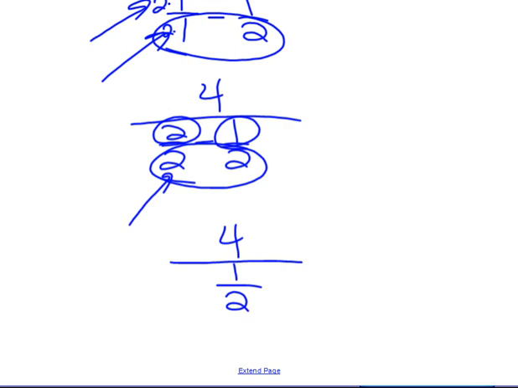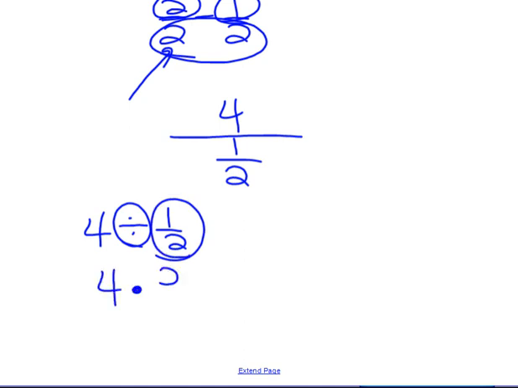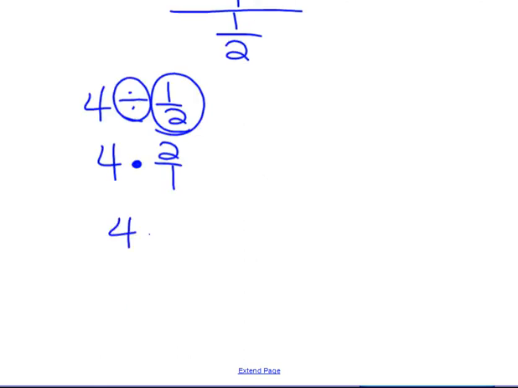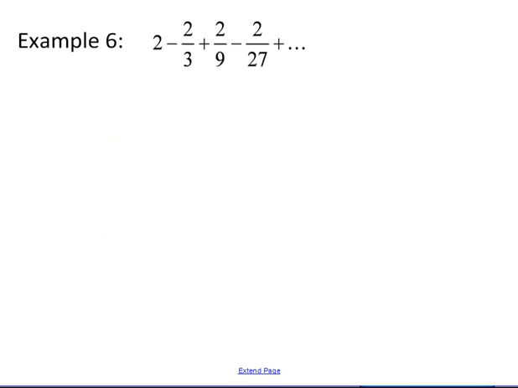All right, here's where we rewrite it so it makes it easier to work out. Remember, that's 4 divided by 1/2. When we have dividing with a fraction, we're going to switch it to a multiplication. 2 over 1. 2 over 1 is really just 2. 4 times 2. Answer, the sum is equal to 8. A lot of work, I know, for one number at the end.